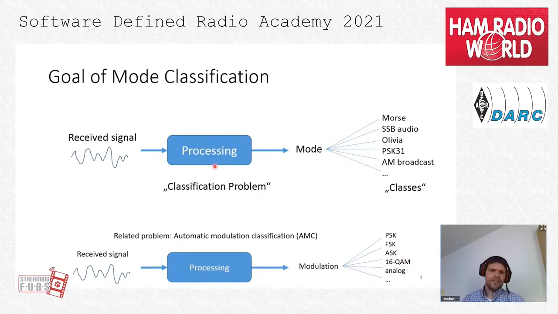The problem of mode classification is highly related to automatic modulation classification, where you input a signal, do some classification processing, and the output is a modulation type like phase shift keying, frequency shift keying, and so on. However, determining only the modulation is not enough to decode and demodulate the mode, so it's not enough to read the transmitted messages.